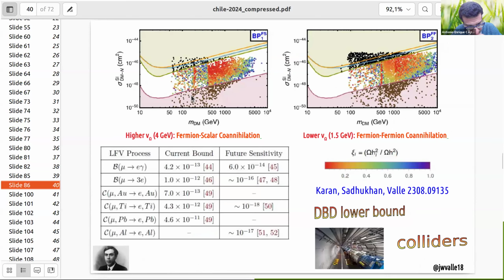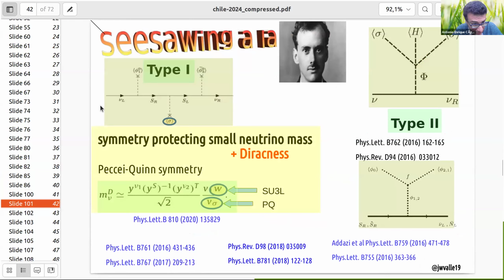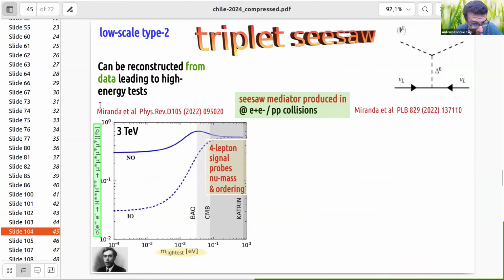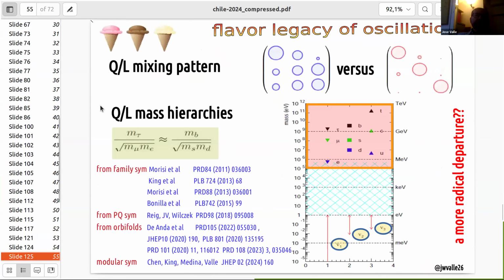Okay. I had another question. I suppose that in a similar way that the A4 group can arise from the six-dimensional compactification, orbifold, what about the S4 group? It could also arise maybe from a similar compactification. I do not know. I should be honest there.